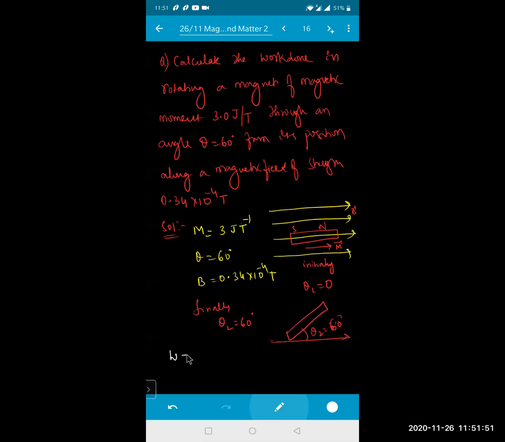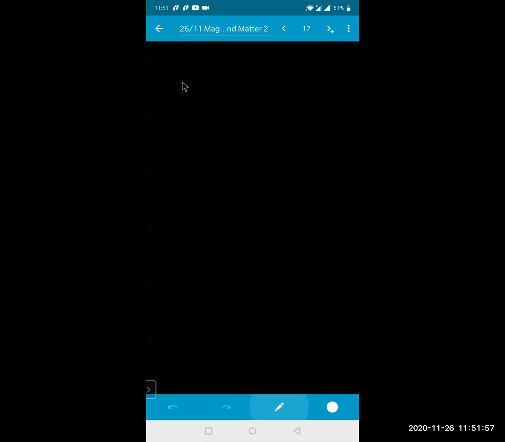Can anyone tell me? Work done is equal to delta U, that is U final minus U initial. Even if you remember the formula directly, you can check it, no problem. So work done is equal to delta U, that is the potential energy at theta 2 minus the potential energy at theta 1, which means energy at 60 degrees minus energy at 0. Energy at 60 degrees is minus MB cos 60, minus of minus MB cos 0 degrees. That is minus MB into cos 60, which is 1 by 2, plus MB. Minus and plus, this will become MB by 2.